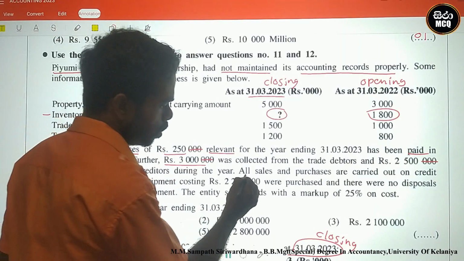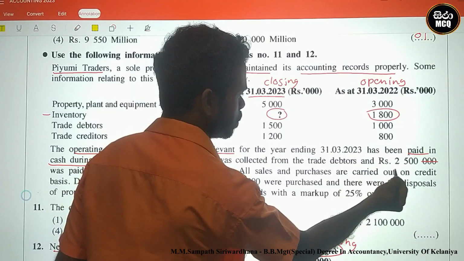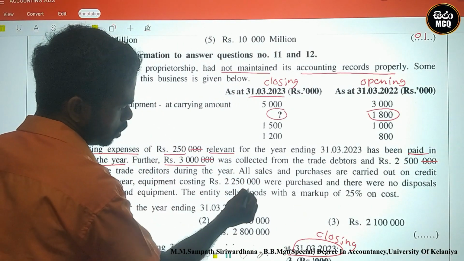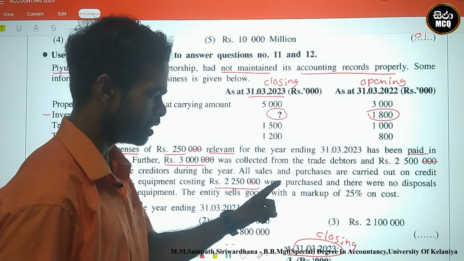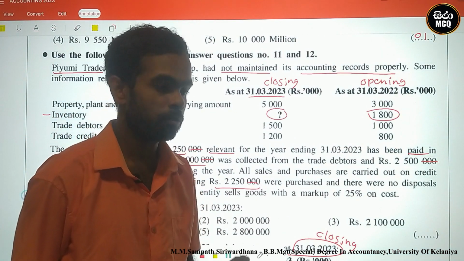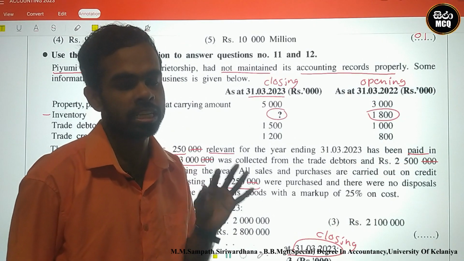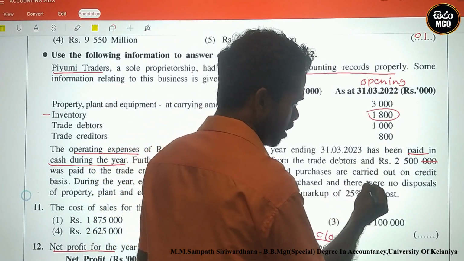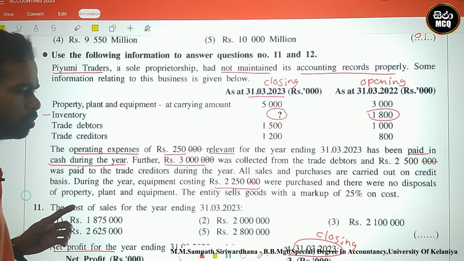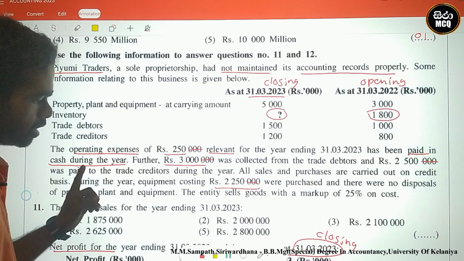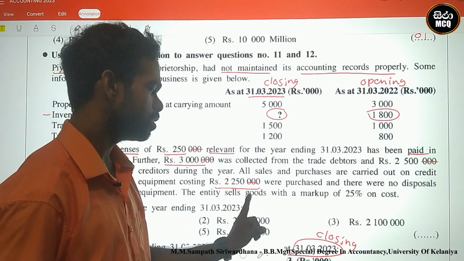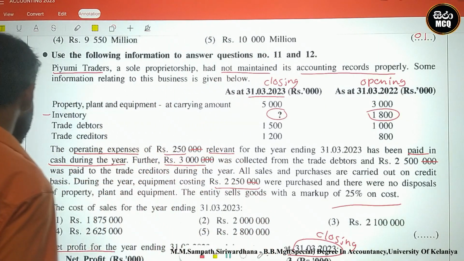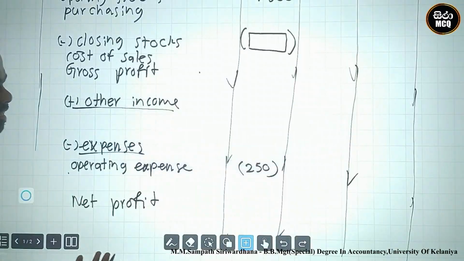Next one, all sales and purchases are carried out on credit basis. During the year, equipment costing 2,250 was purchased. Purchasing of property, plant and equipment is not directly related to the income statement. There were no disposals, meaning no sales, of property, plant and equipment, and the entity sells the goods with a markup of 25% on cost.